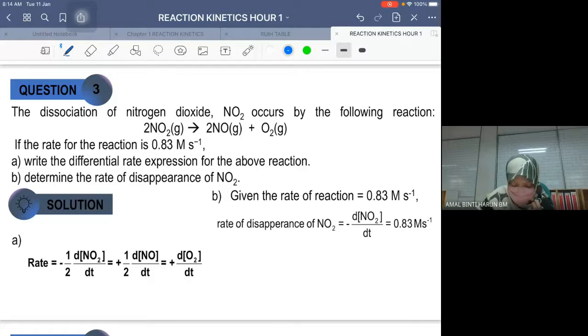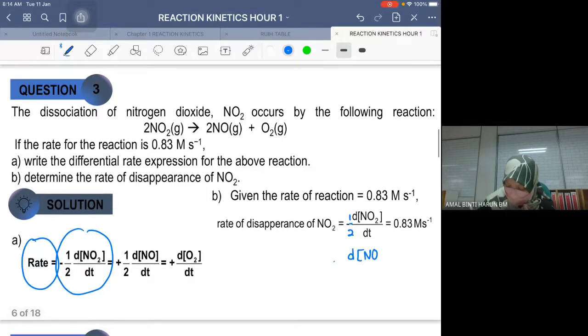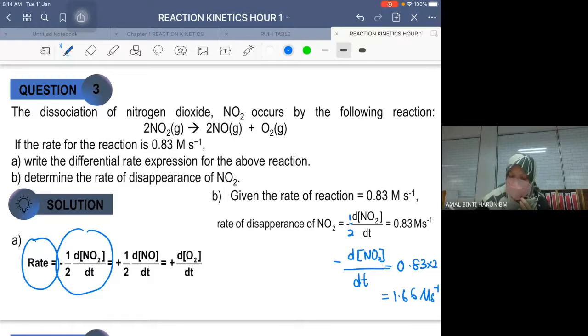For the rate of disappearance, we want to relate this with the disappearance of NO2, which is 1/2. But we want the rate of disappearance, meaning d[NO2]/dt. So it's 0.83 times 2. Then we get the rate of disappearance of NO2, which is 1.66 molar per second.